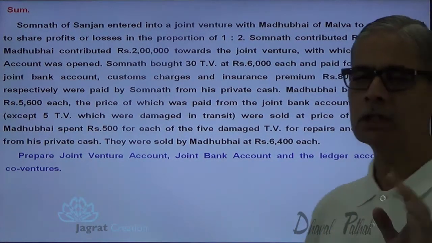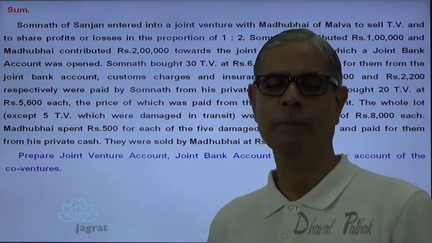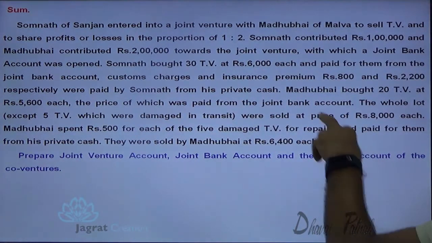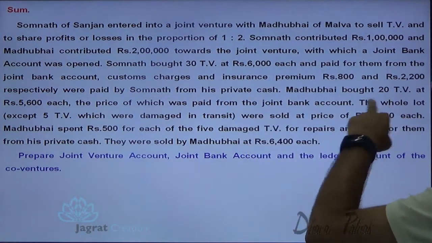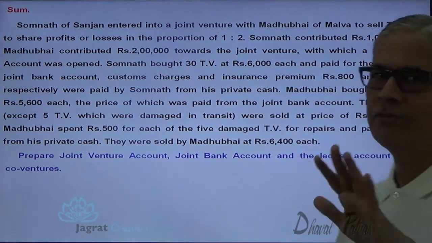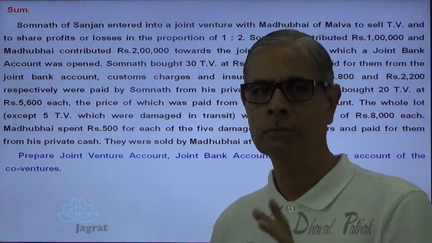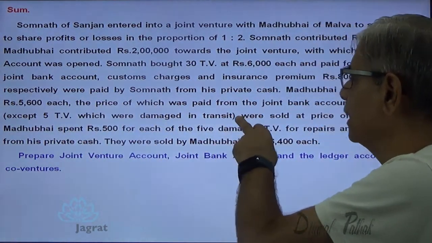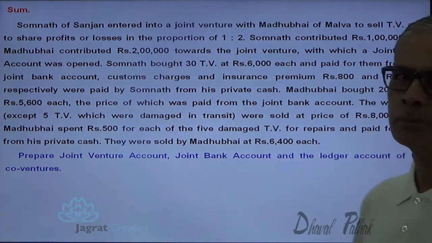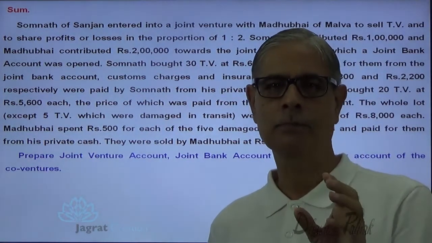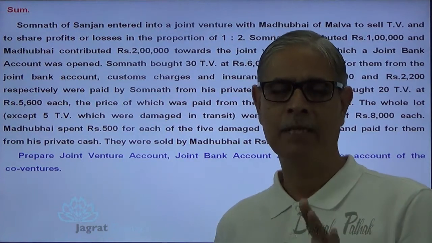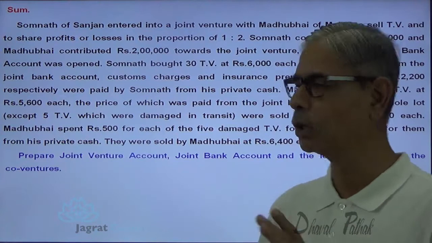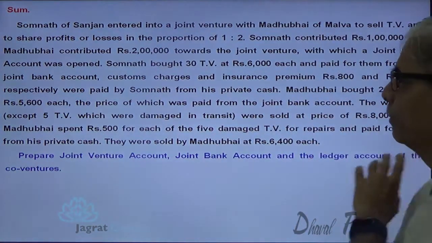The whole lot. What is the total lot? Whole lot means the total lot, that is, first purchase 30 TV sets plus 20, 50 TV sets is known as whole lot. Out of the whole lot, except 5 TV sets which were damaged in transit, all were sold at a price of 8,000. So 50 TV sets whole lot, 5 TV sets are damaged, so 50 minus 5, 45 TV sets are sold at a price of 8,000 each.